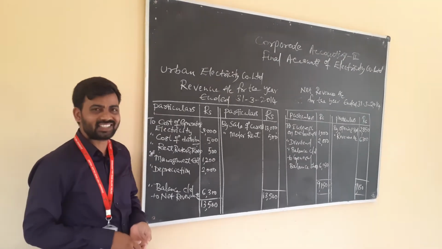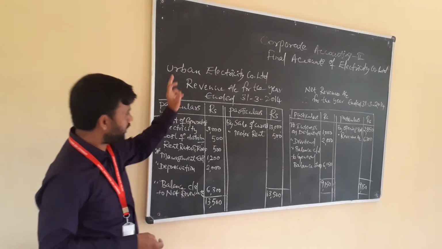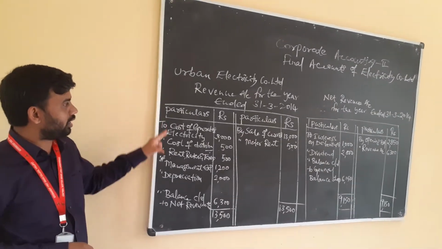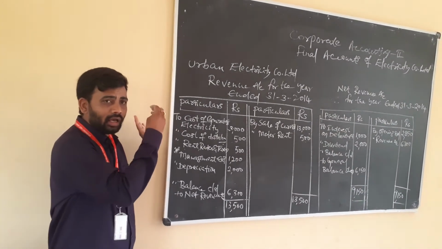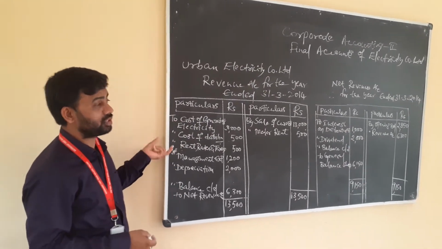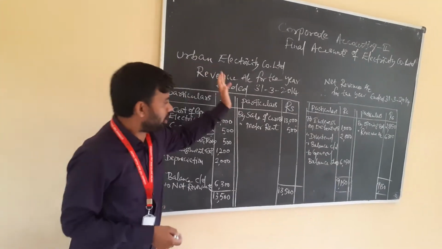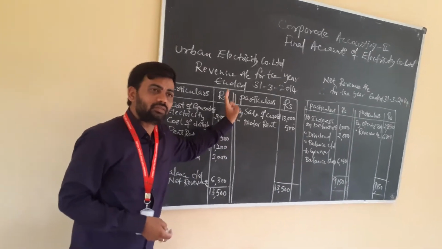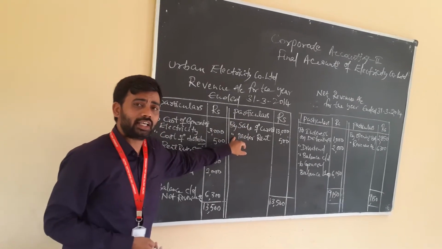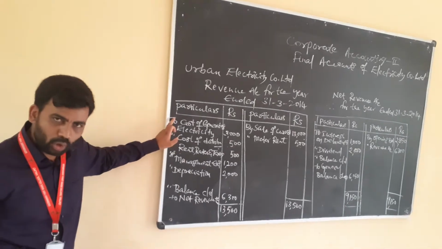Nominal account rule says that debit records all the expenses and losses, credit records all the incomes and gains. Similarly, under revenue account, we will be debiting or charging all the expenses which are occurring to the electricity company. Under credit side, we will be recording all the incomes or gains which are arising to the electricity company. Now, let's look at the problem.